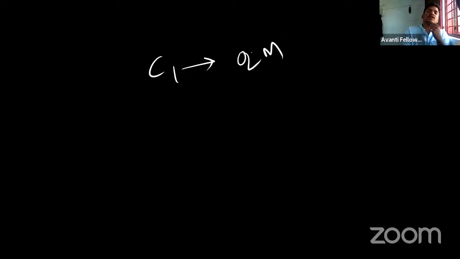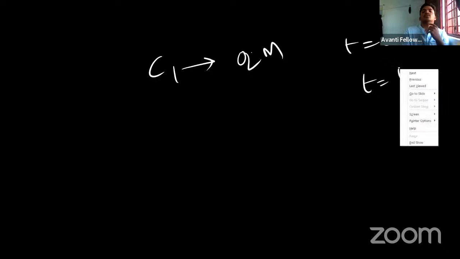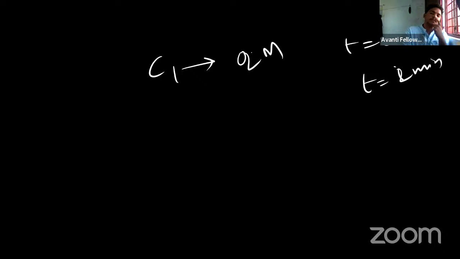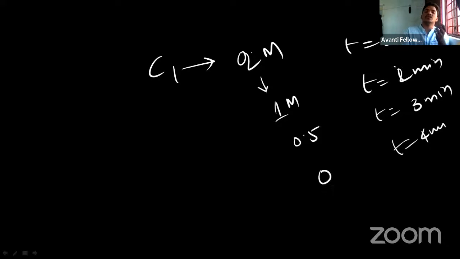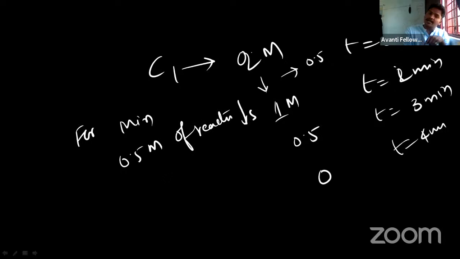Let's suppose the concentration is 2 molar at time t equal to 0. At time t equal to 2 minutes, it becomes half, so 1 molar. At 3 minutes it becomes 0.5. At 4 minutes it becomes 0. So for every minute, 0.5 molar concentration of reactant decreases, and simultaneously 0.5 molar of product increases. Clear? That is the logic.